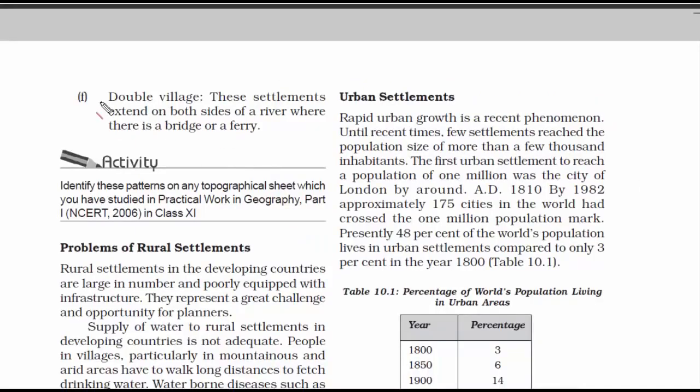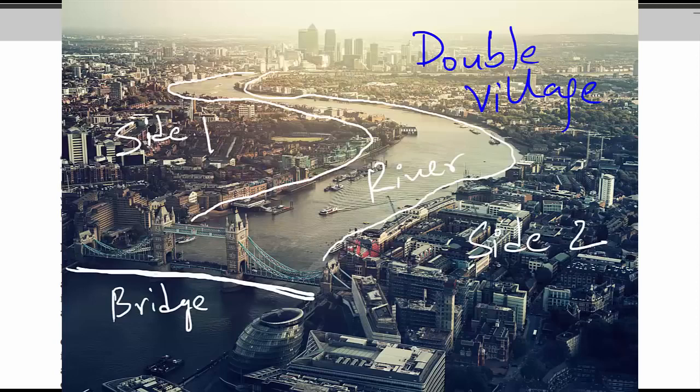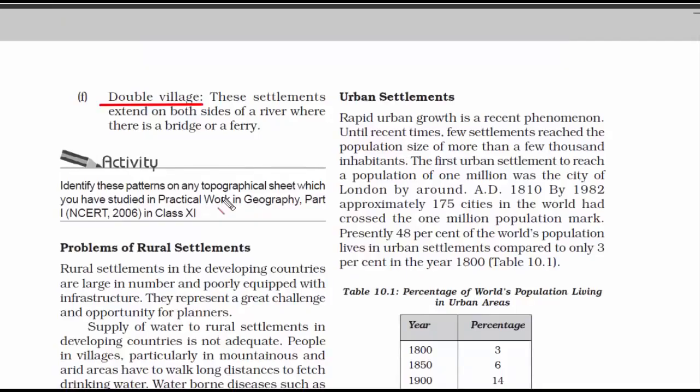And the last one is double village. Here the settlements is on both sides of a river, and they are connected through a bridge or a ferry or a small boat. So this is called a double village. So these were all the different shapes and patterns of rural settlement.